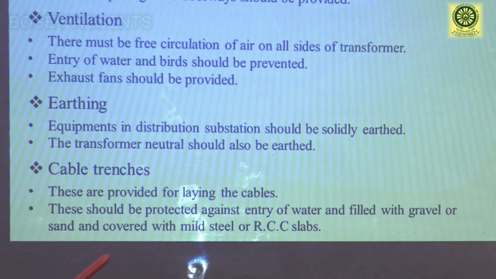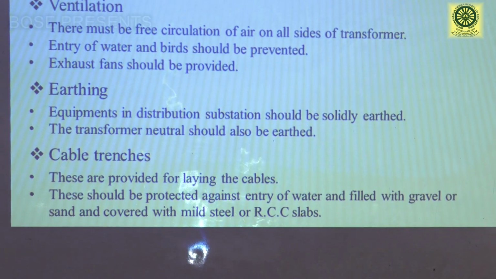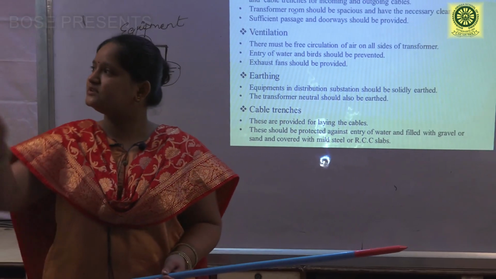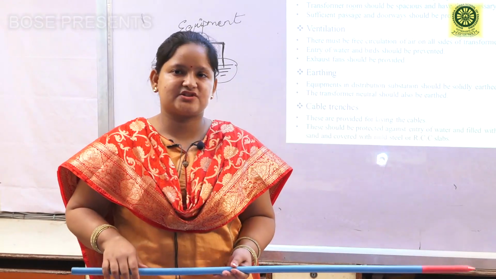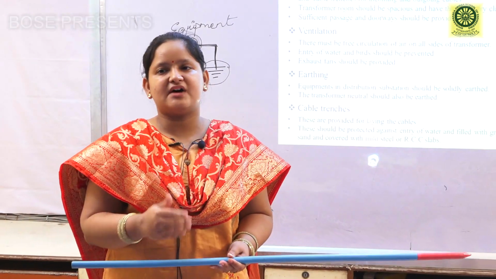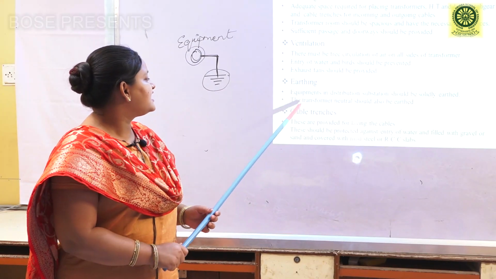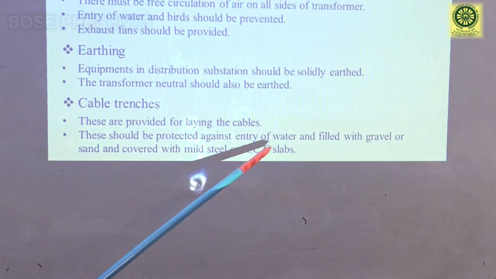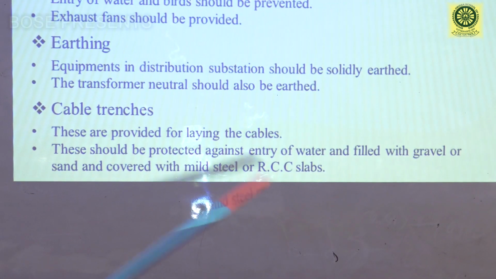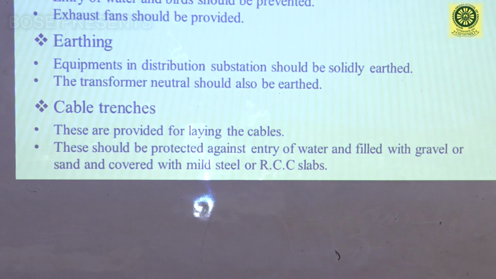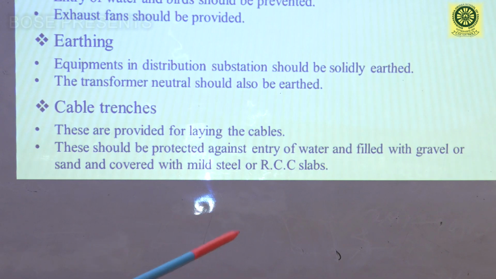Then come to cable trenches. What are cable trenches? The holes that go through the underground or through the walls are known as cable trenches, through which we lay the cables and through which the electrical power is distributed. Cable trenches are provided for laying the cables. These should be protected against entry of water, filled with gravel or sand and covered with mild steel or RCC slabs. RCC slabs, you all know what it means? It means reinforced cement concrete slabs.